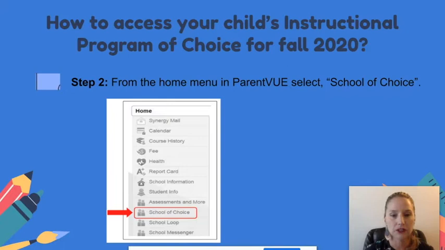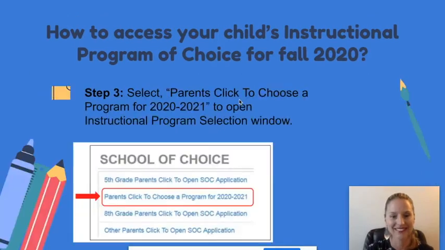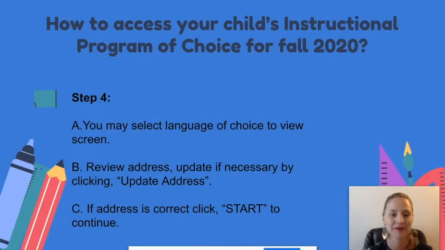Now, how to access your child's instructional program. Step 2, once you've logged onto your Parent View, you're going to want to hit the tab that says School of Choice. Once you've clicked on that tab, you're going to want to select Parents click to choose a program for 2021. Next, you're going to have an option to select a language of choice to view the screen. You also will be asked to update your address. And then if everything is correct, you can click Start to continue.